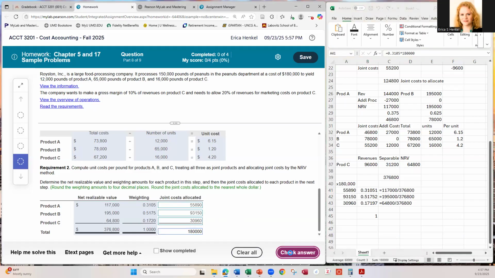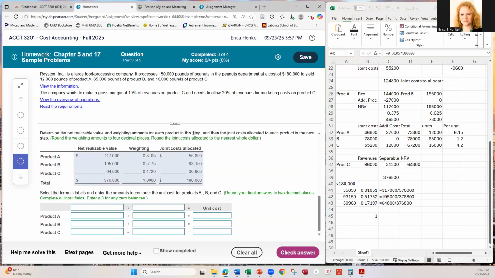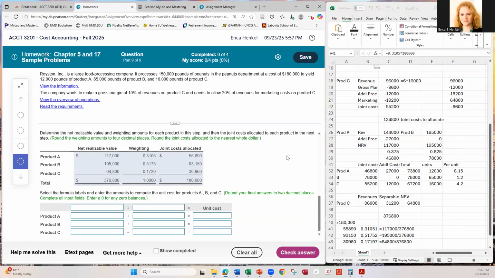So under this method, when we treated the peanuts like a product, instead of allocating 55,200, we actually allocated less to the peanuts this way because we were wiping it down to only a 10% margin with our method that we did up here.